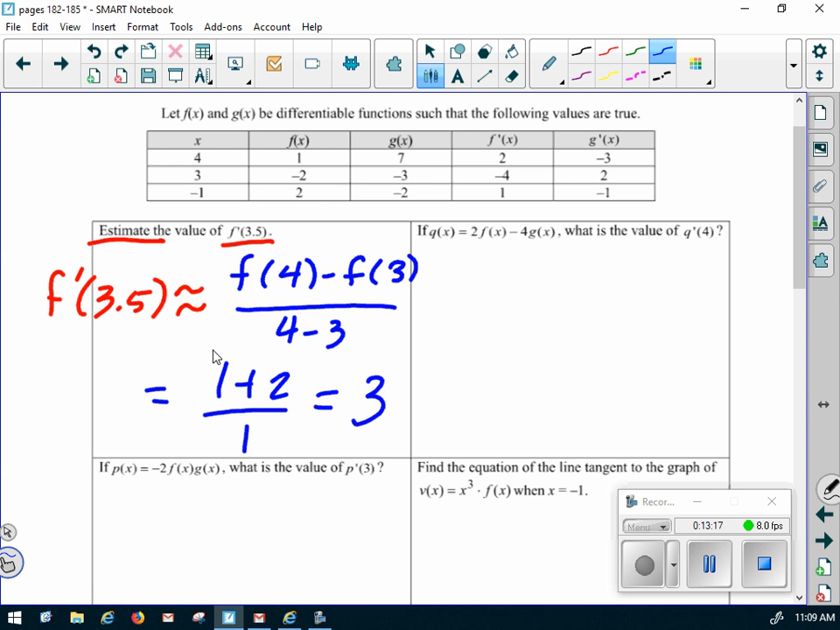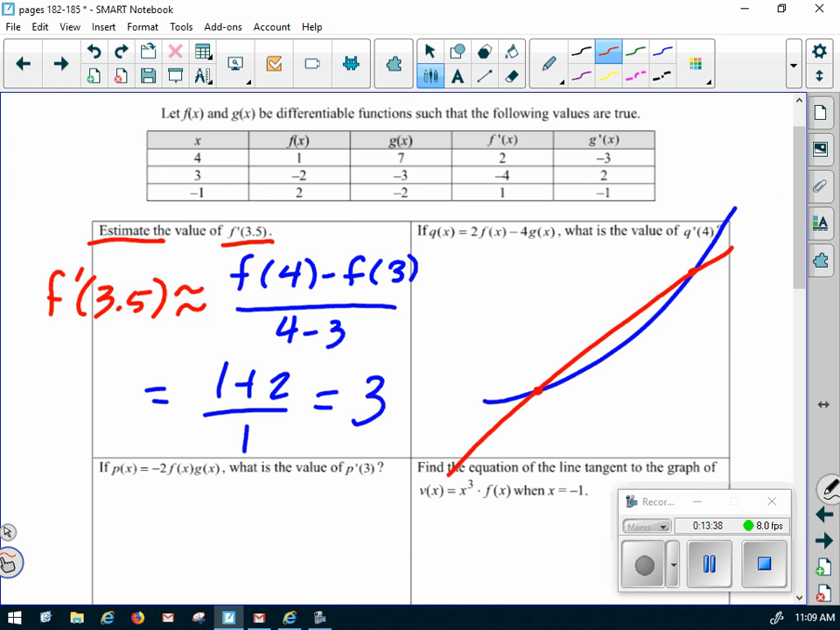Because if I'm trying to find the slope, I want to find the slope of that line. To find the slope of the line, I do the difference of the y's, the change in y over the change in x. We're just going back to algebra 1.